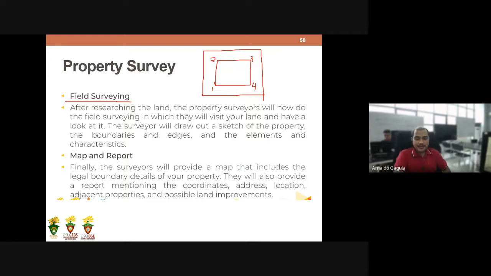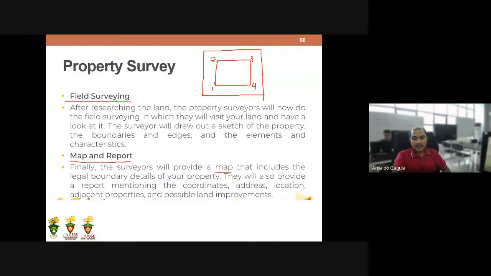Next step is the map and report. Finally, the surveyors will provide a map. For example, the client makes a request for a relocation survey. So, research, lab data computations, and so on.